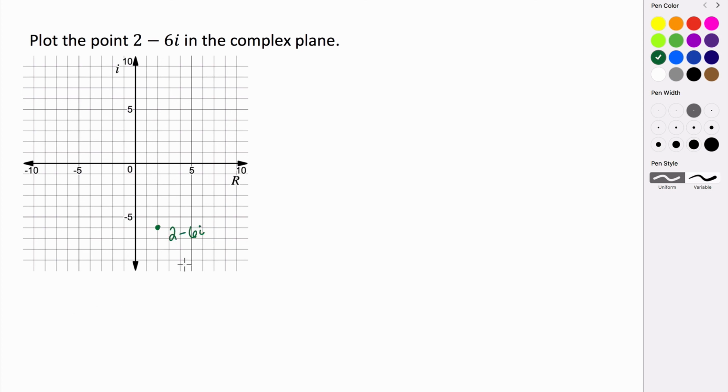And really that's all there is to it. In the next videos, we're going to look at what relationship the complex numbers have with polar coordinates.